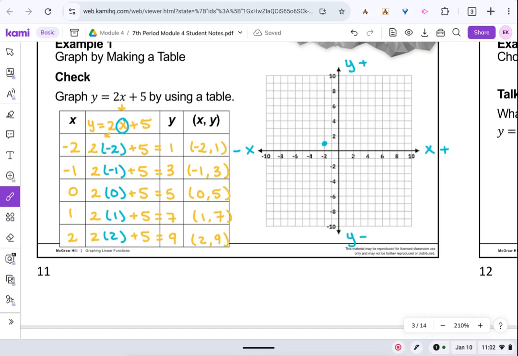All right, negative 1, 3, so negative x, 1, and then up 3. So we'll be right about here. 0, 5, so not moving right or left, and just going positive 5 for the y. Right 1, up 7. Right 2, up 9. And that's where our line should be. We'll go ahead and connect our points. Another thing, make sure you have arrows on the ends of your line, and then you should be good to go.